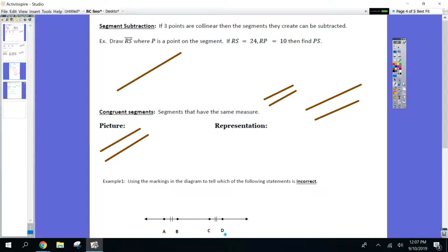Draw. What am I asking you to draw? Line segment RS. Go ahead. And put a point P somewhere on that segment. What's this telling you here? If RS equals 24, what's that telling you? The length of RS is 24.